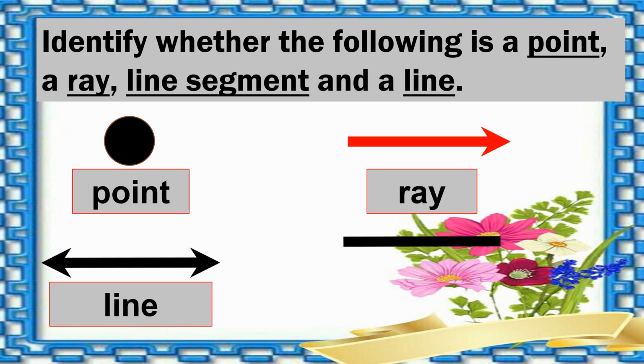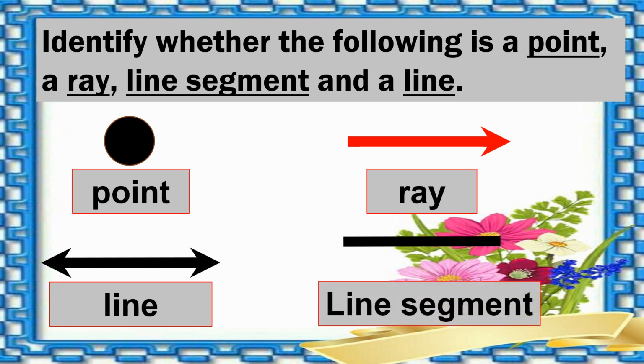And the last one, can you identify this figure? Yes, this is a line segment. This is a part of a line that has two endpoints. That's why we cannot see arrowheads here. It means that you cannot extend this anymore in opposite directions. So this is a line segment.